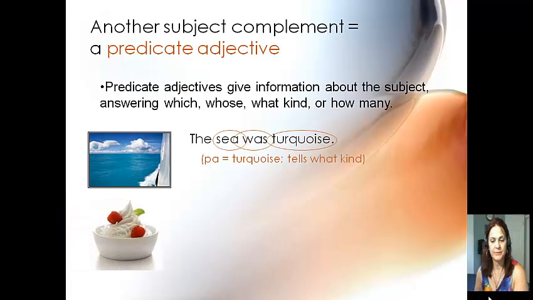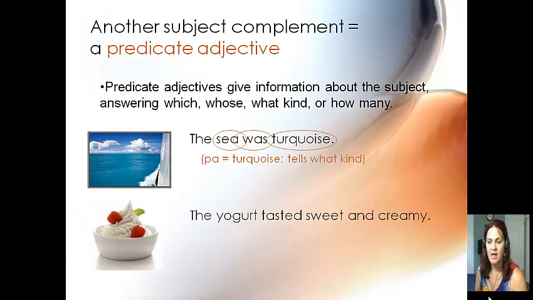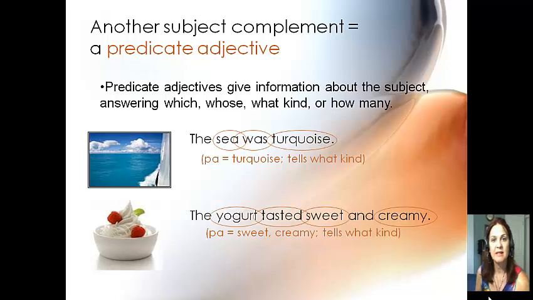Second example. The yogurt tasted sweet and creamy. So yogurt is my subject. Tasted is my linking verb. And how did it taste? It tasted sweet, tasted creamy. So my predicate adjective, in this case, is compound, sweet and creamy, and it tells what kind.